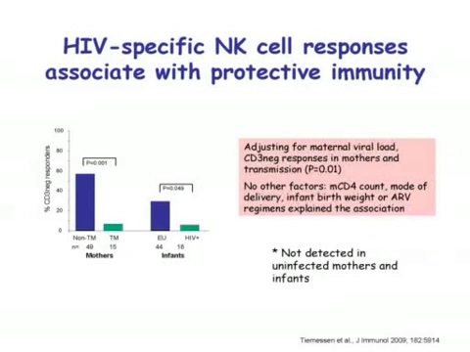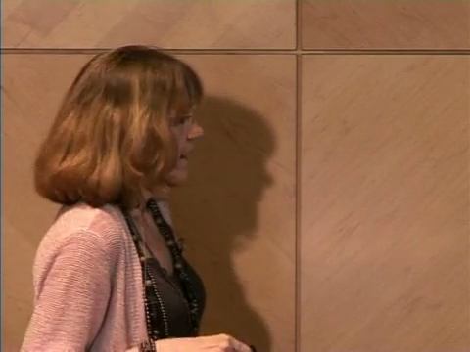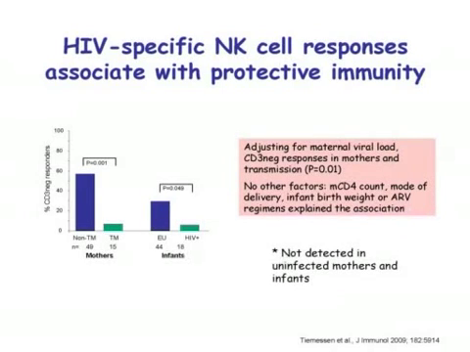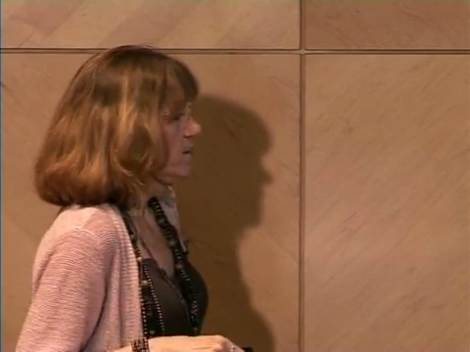And what did we find about these cells? What was really interesting, when we stratified and looked at how many of the non-transmitting mothers had these responses, 57% of the non-transmitting mothers had them. Only one transmitting mother had a response. And then also the exposed uninfected infants, significantly more infants had those responses compared to the one that ended up becoming infected. And when we adjusted for maternal viral load, the responses in the mothers still remained significant.